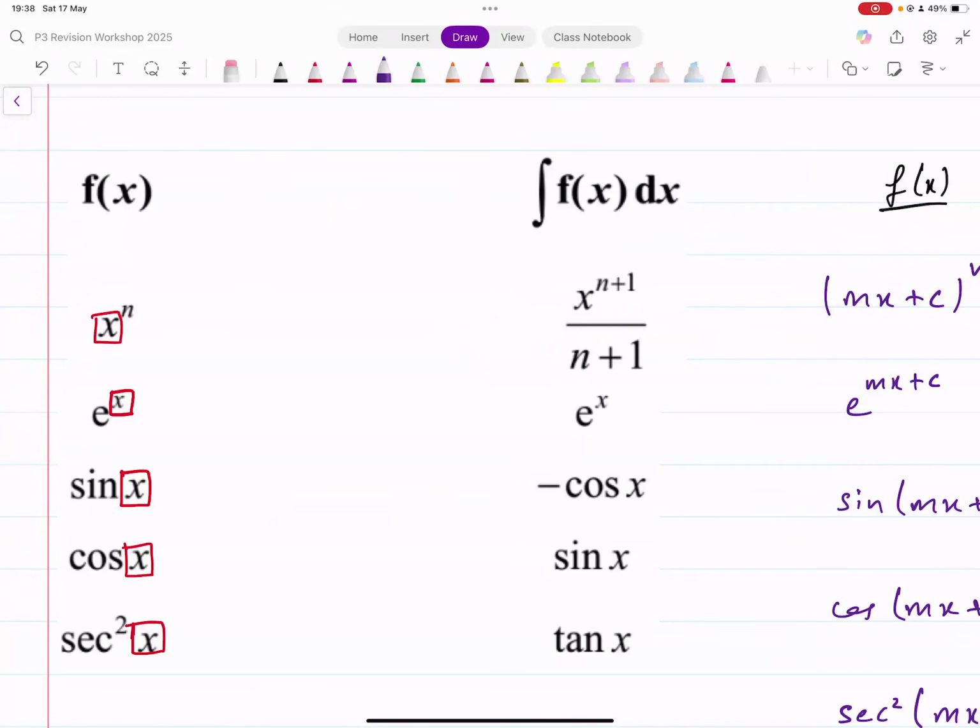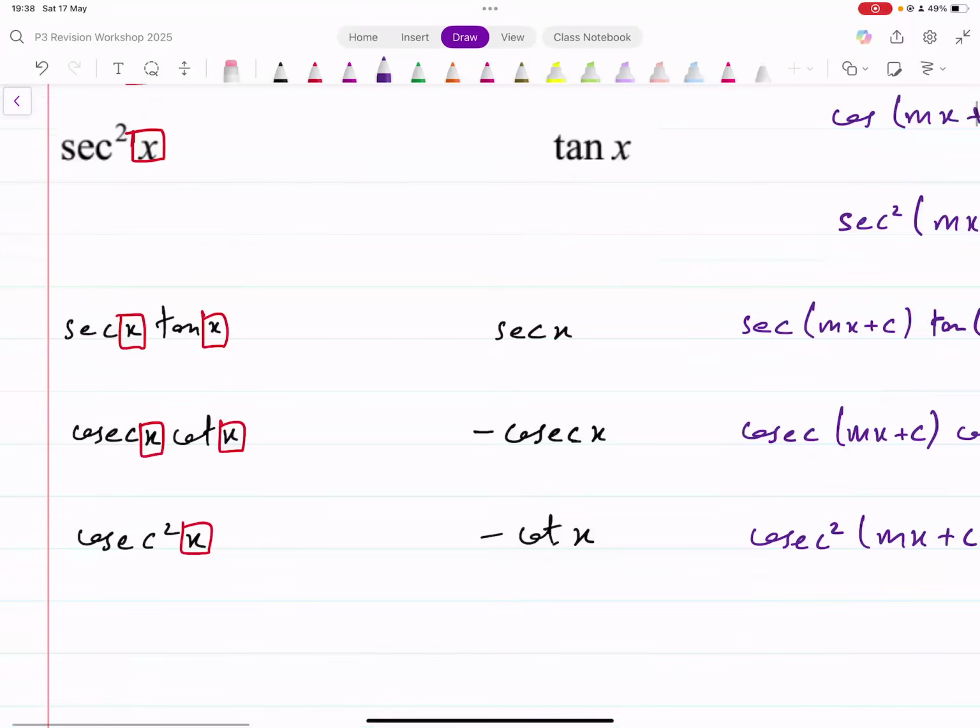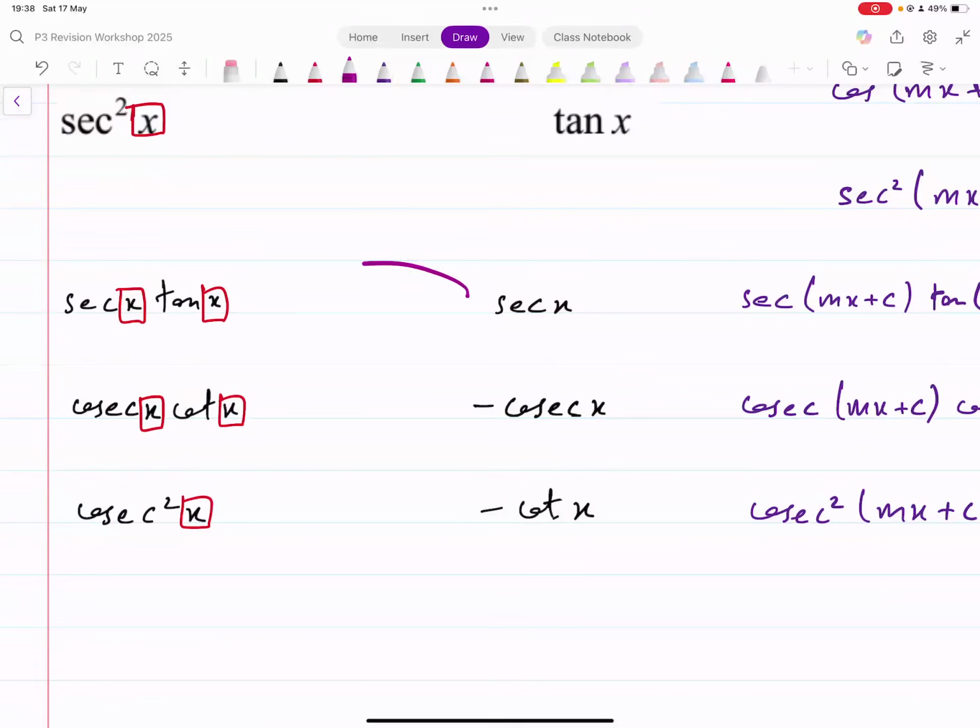Then there are some more functions that can be integrated directly, and they come from the differentiation page on the formula sheet. We learned in differentiation that the derivative of secant x is secant x tan x.